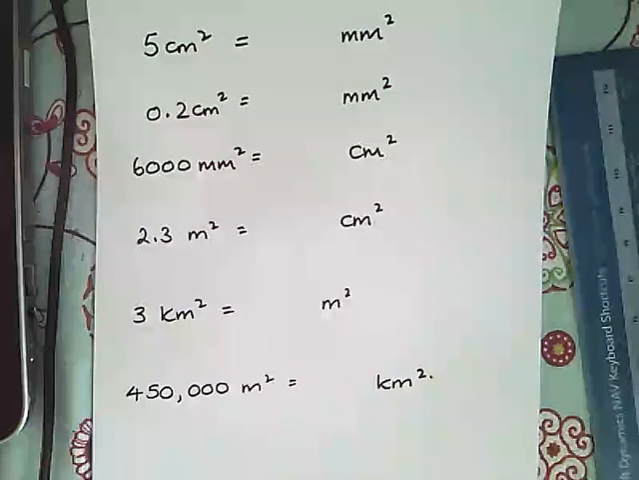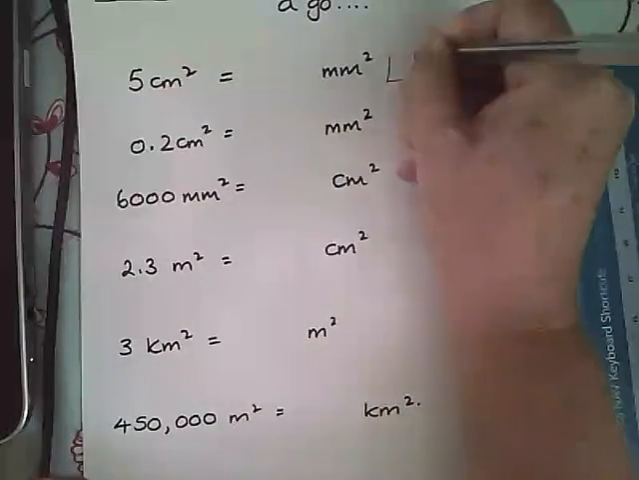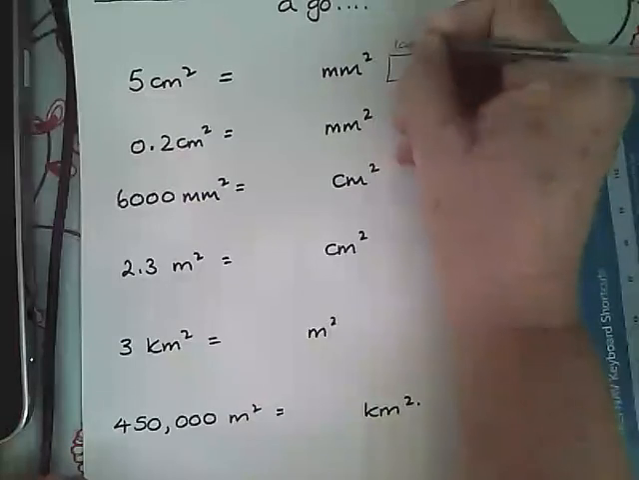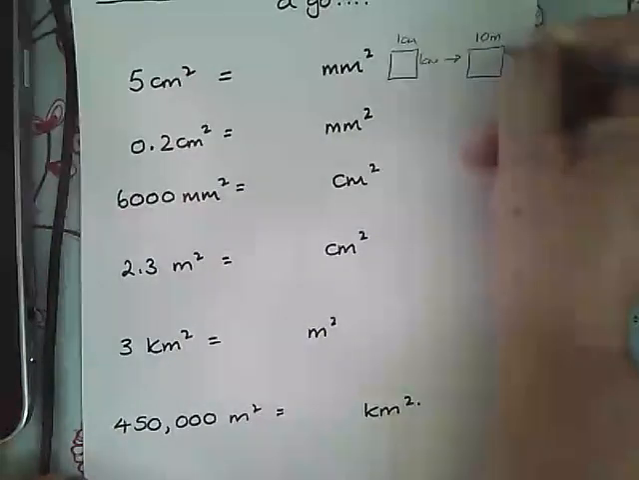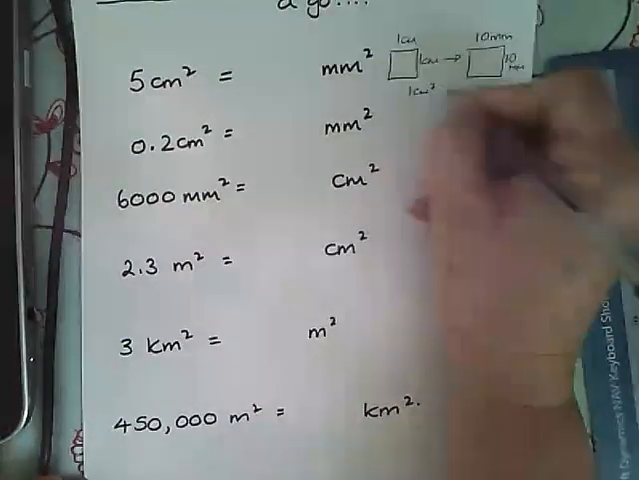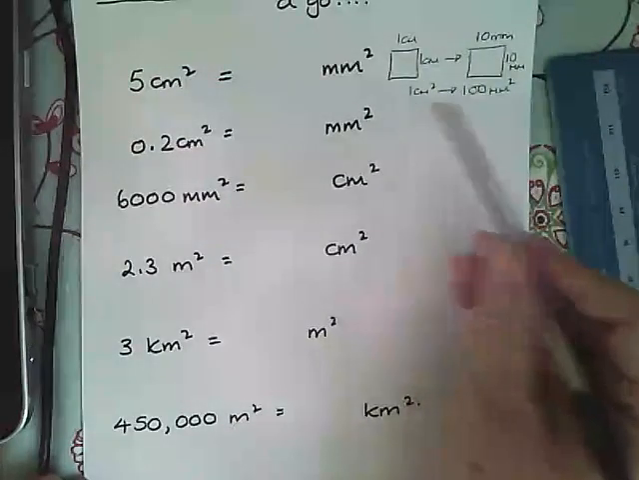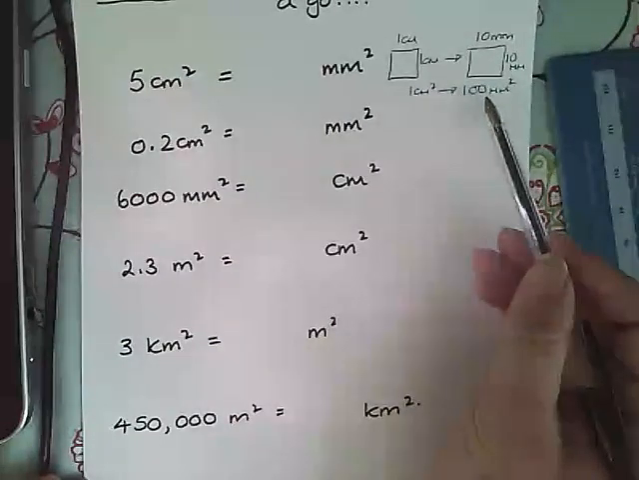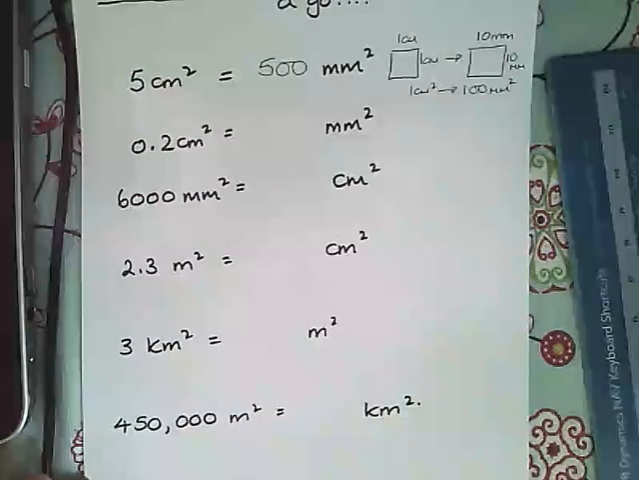Okay, welcome back. Right, 5 centimeters squared to millimeters squared. Now I'm going to pretend that I haven't done the first part of the video already. So I would be writing down my Kirby diagram, which would be 1 centimeter by 1 centimeter, and that is going to 10 millimeters by 10 millimeters. So 1 centimeter squared is equal to 100 millimeters squared. So I need to times by 100 to get from centimeter squared to millimeters squared. So if I do 5 times 100, that would be 500 millimeters squared.